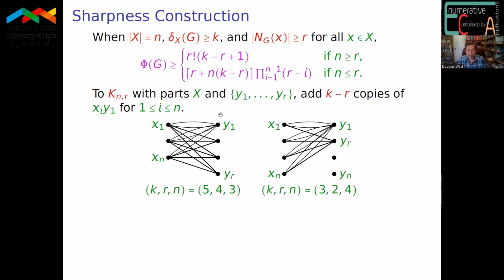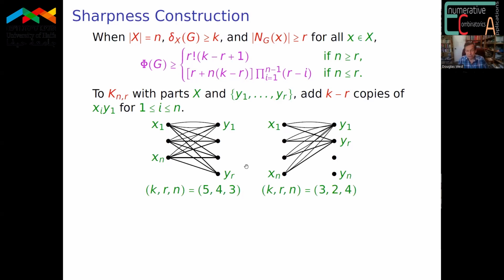And then what I'm going to do is add k minus r copies of the edge from xi to y1 for each i. So I get multiple edges for all these edges here. This is a situation when n is less than r. This is a situation when n is bigger than r. This will be my entire graph in the case when n is at most r.